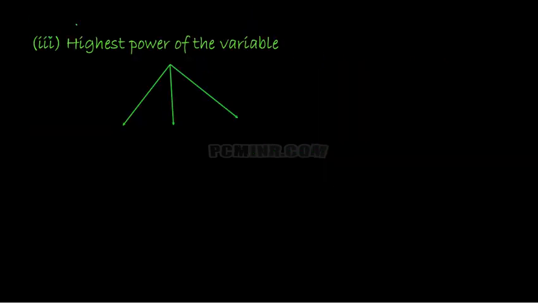And the last classification is based on the highest power of the variable. So if you have terms like I have here 4x plus 3 or 2y minus 6 or t or z or anything where the highest power of the variable is 1, then that is known as a linear polynomial. So linear polynomial with the highest degree of the variable is 1. So you can see here the highest power is 1.